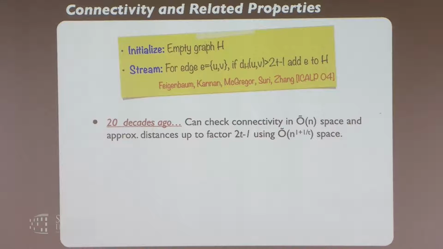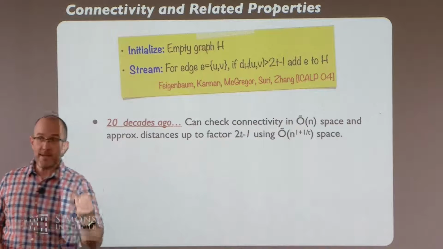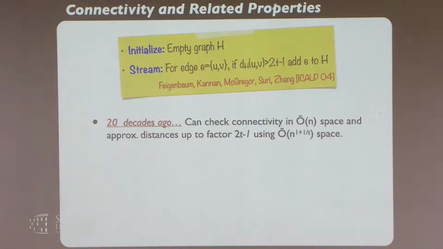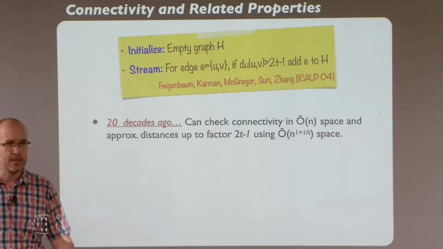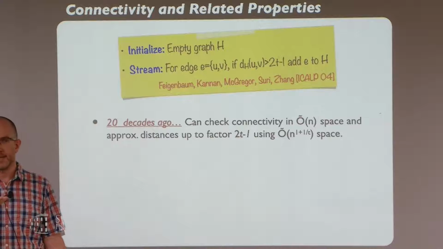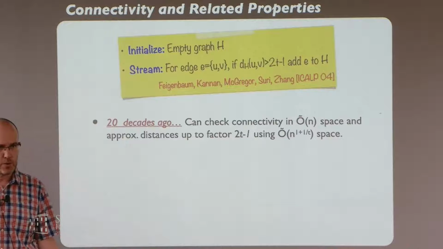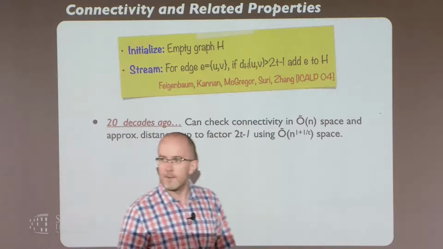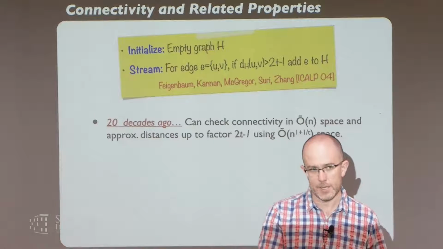So what could we do 20 years ago? In one pass, if there were only insertions, we could work out whether the graph was connected. How could we do that? In a fairly simple way: we build up a spanning forest. We store the first edge, we store the second edge. If the third edge completes a cycle, we ignore it. Otherwise, we store the edge. And every edge that comes along, if it doesn't complete a cycle, we store that edge.